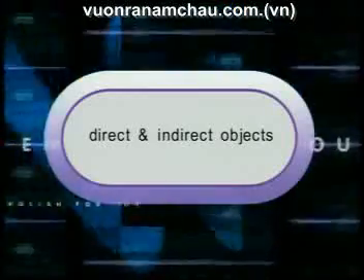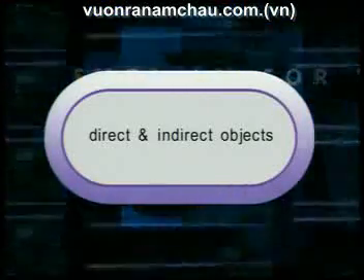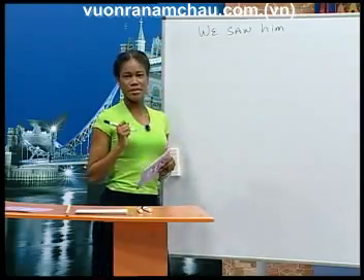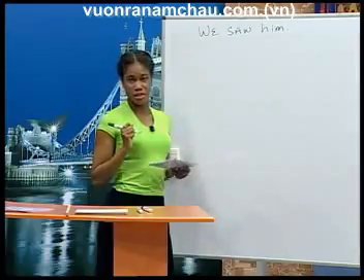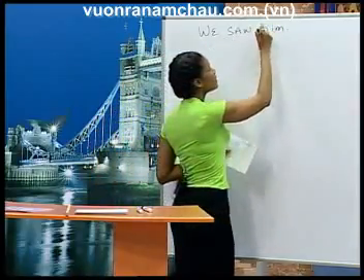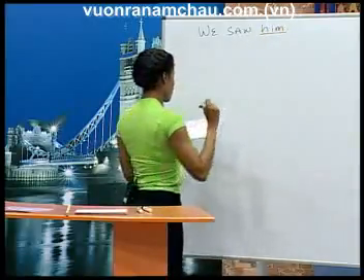Direct and indirect objects. Now let's talk about indirect objects. Before, we talked about direct objects. So let's review. Take a look at these sentences. We saw him. Now remember, the direct object is the object of the action, the object of the verb. We saw what? Him. Direct object.